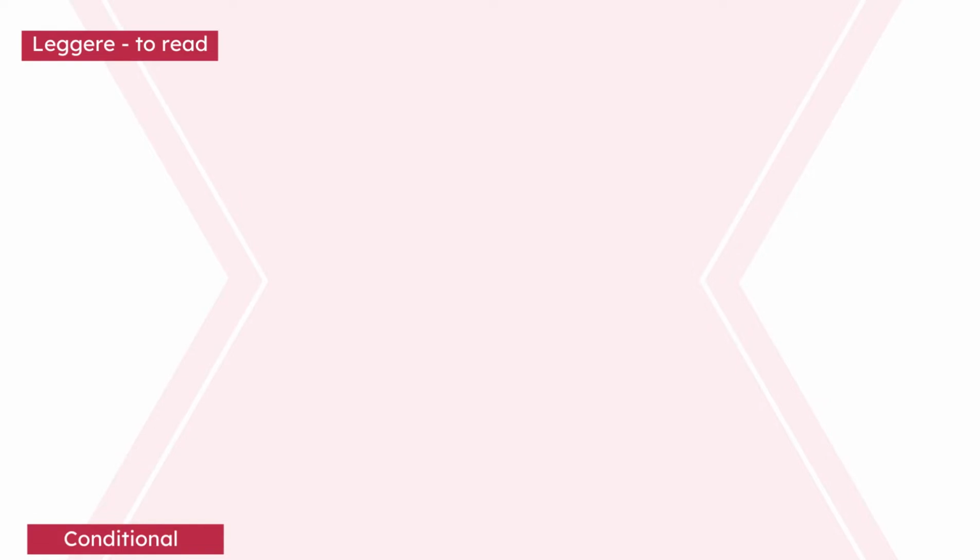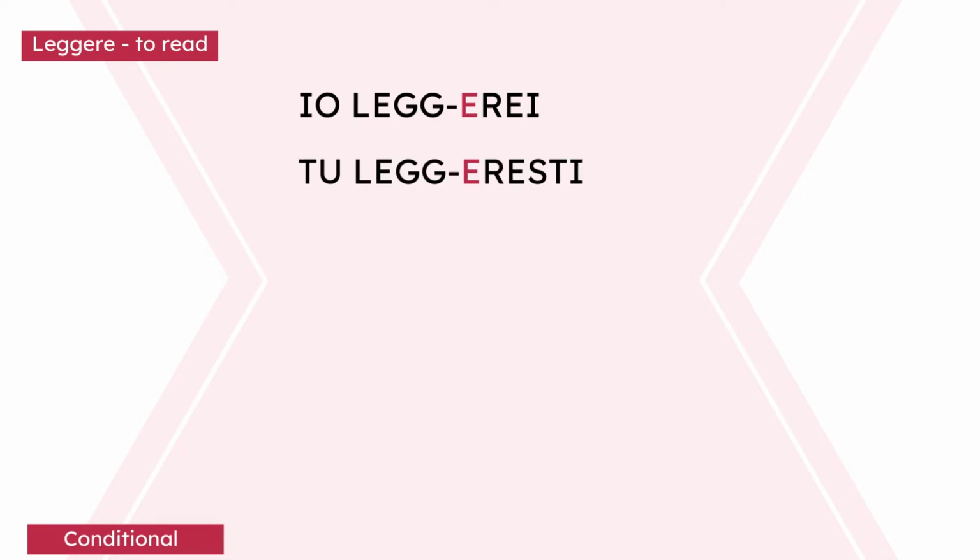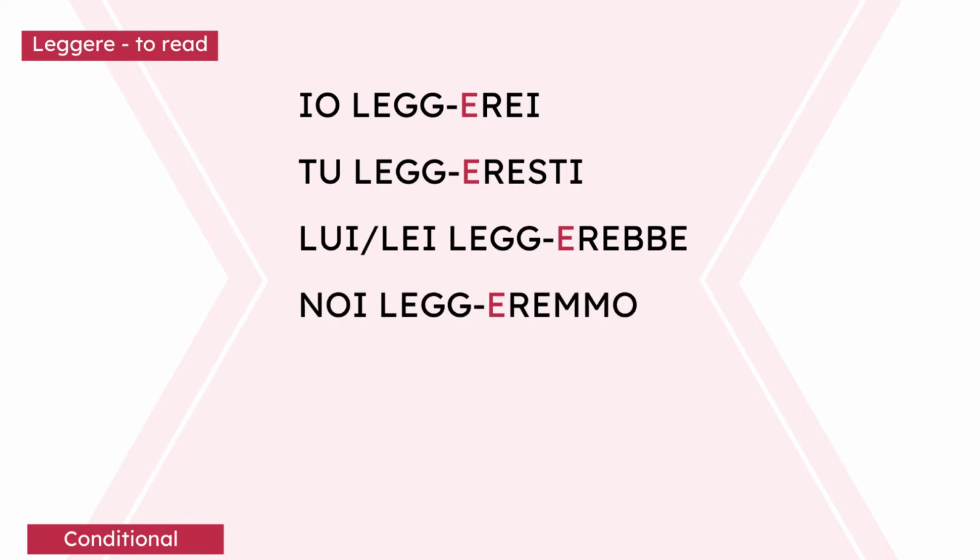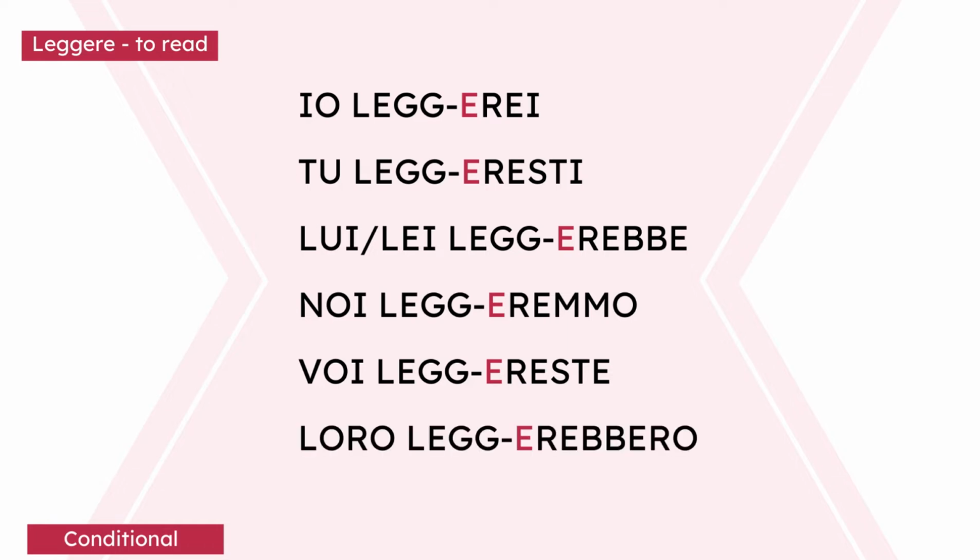Let's see the second one. Leggere, to read. Io leggerei, tu leggeresti, lui, lei leggerebbe, noi leggeremmo, voi leggereste, loro leggerebbero. As you've probably already noticed, with this conjugation, you don't want to change the vowel. As a matter of fact, it remains E throughout the whole conjugation.